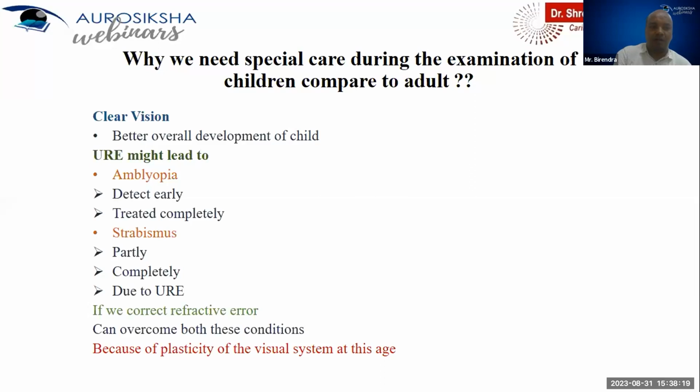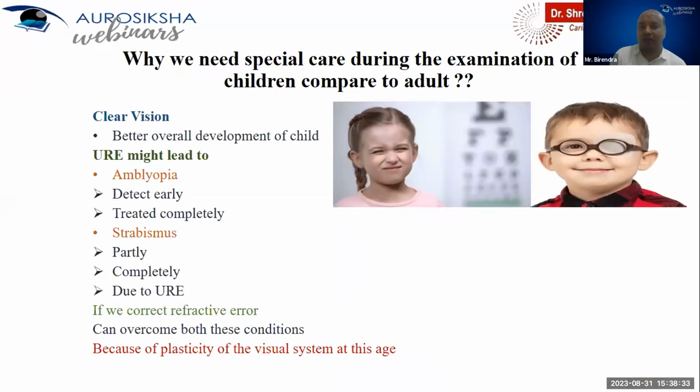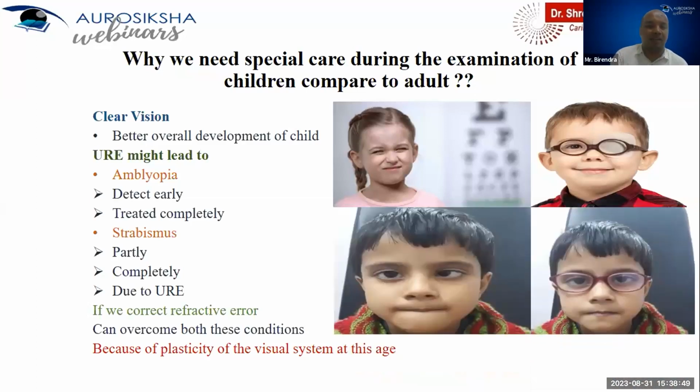As we all know, why do we need special care for children? Clear vision is the most important factor for the overall development of the child. Uncorrected refractive error might lead to amblyopia as well as squint. If detected early, the recovery rate is higher. If we correct the refractive error, we can overcome both these conditions because the plasticity of the visual system at this age is very high. So this is very mandatory.